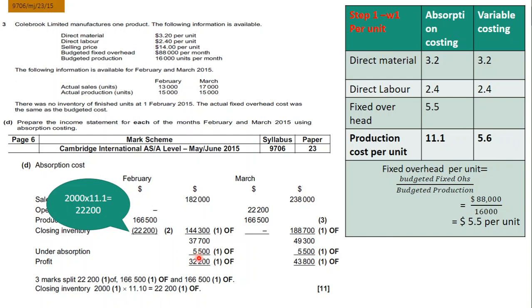You know how this came. You get a profit. Now for March. For the month of March, whatever the valuation of closing inventory was in February becomes the open inventory in March.